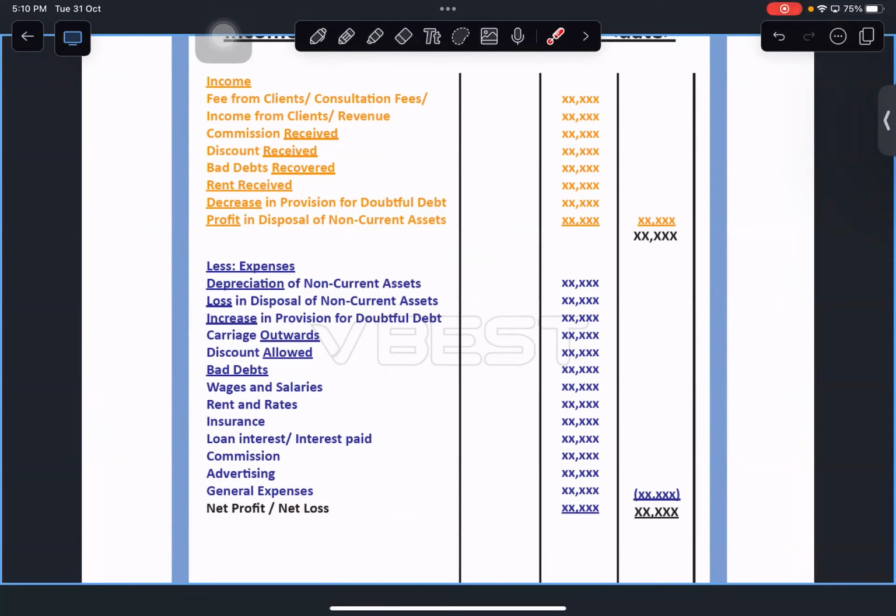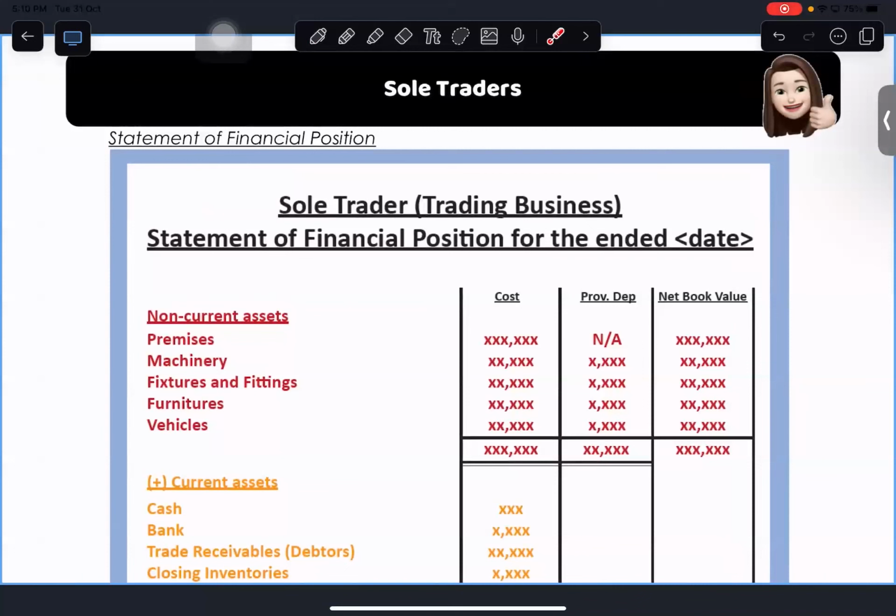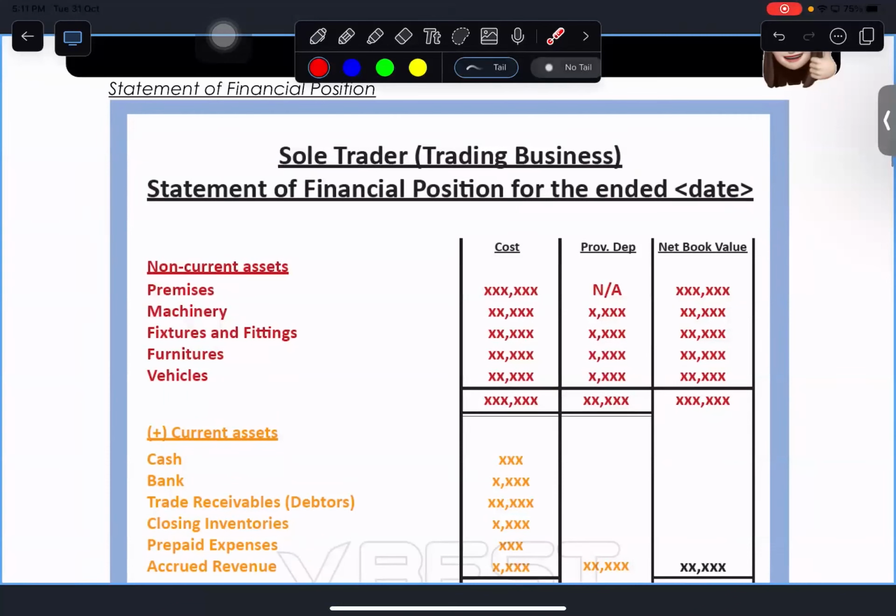So then next one, this is SOFP. No matter whether they are trading or service, they are the same. The way of doing it is the same. You have to prepare 3 columns. This is a must. If you have cost, you have provisions, you have net book value, then you must prepare 3 columns. You cannot skip either one.